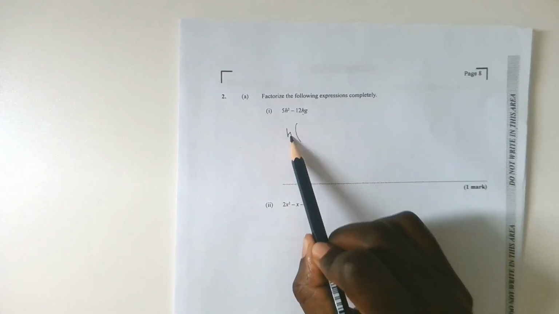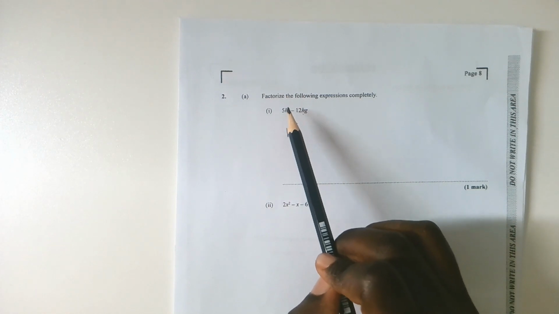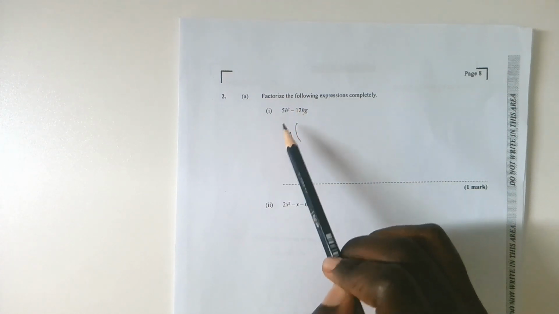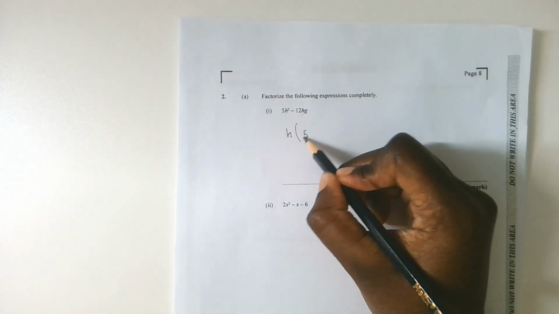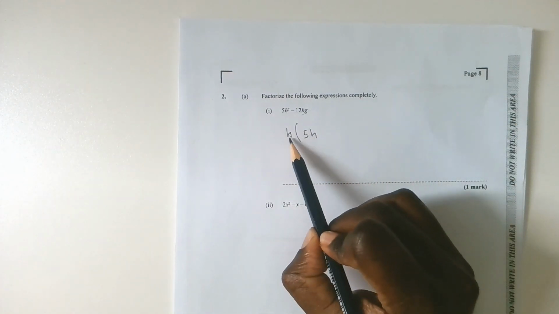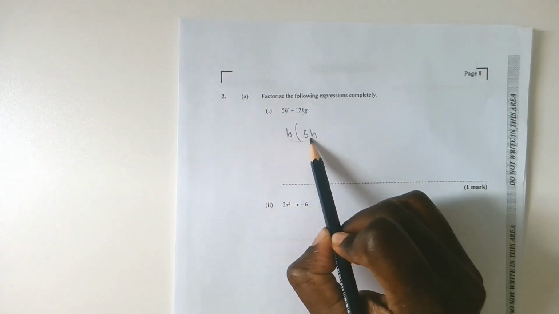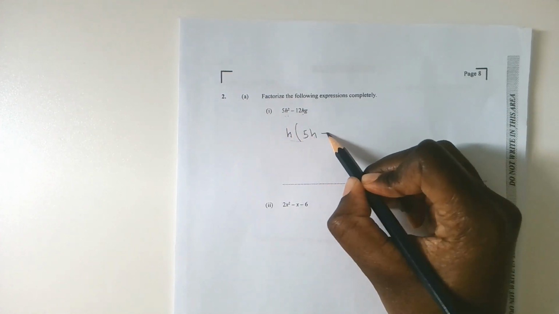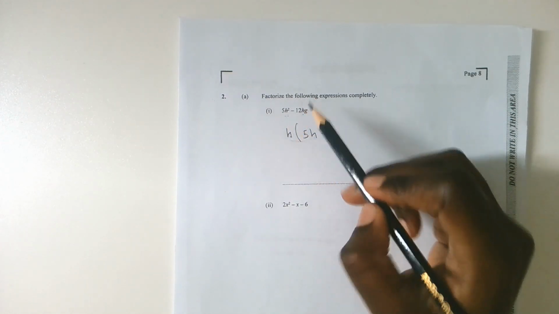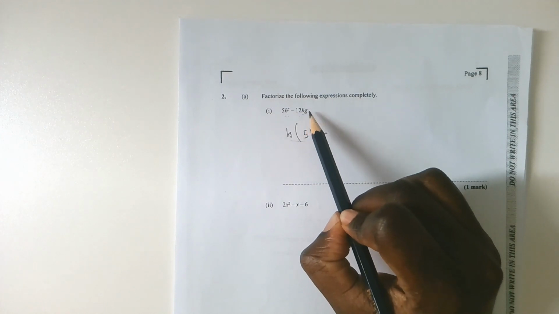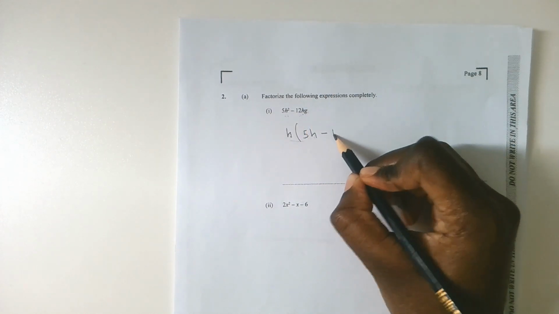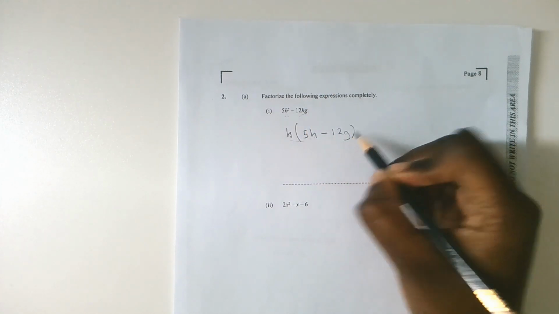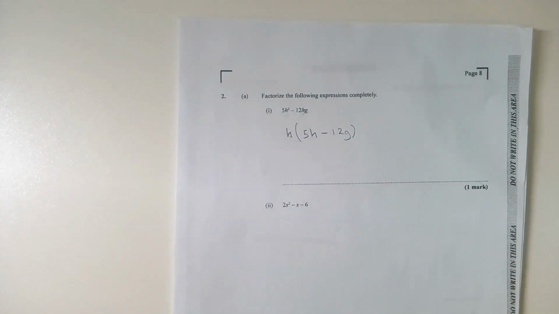And now we have 5h squared divided by h, which would leave us with 5h. So if we were to multiply back this, we're going to have 5h squared, which is what we're looking for. And then minus, so h into 12hg would give us 12g. So that is how we factorize that expression.